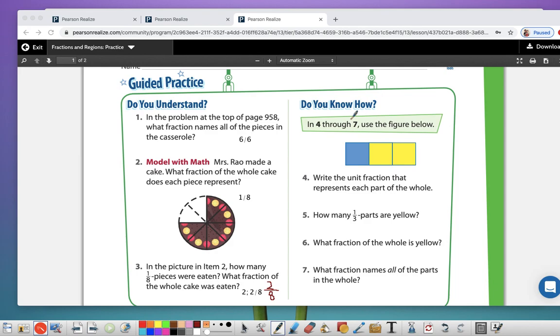Now it says in 4 through 7, use the figure below. So we're going to be using this. Write the unit fraction that represents each part of the whole. So let's see. How many units is it divided into? 3. What's the unit fraction? Each unit refers to one of these. So that would be 1/3.